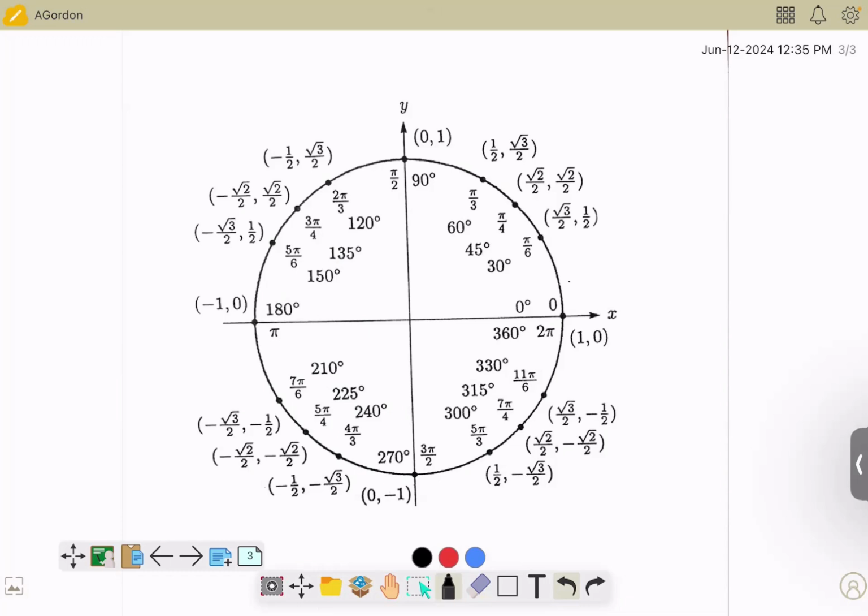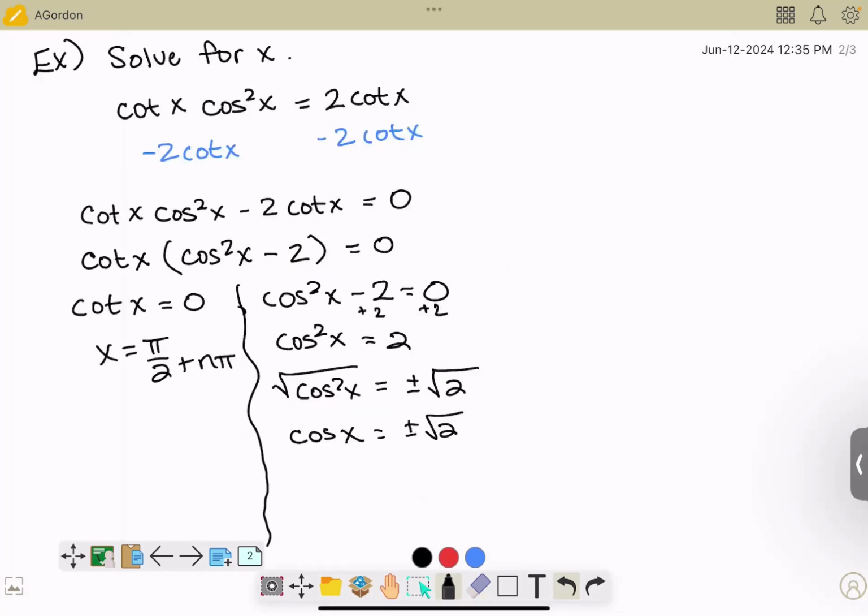So this equation has no solution. Cosine x equal to plus or minus square root of 2 has no solution. So there's no x value that would make that true. So our only solution here is x equals pi over 2 plus n pi.